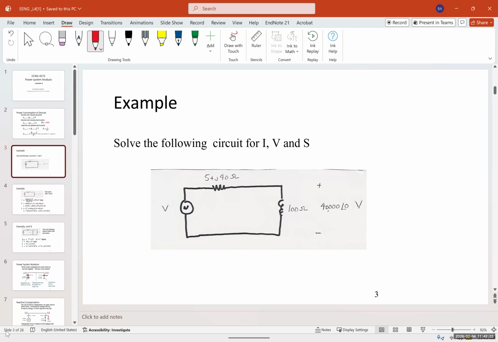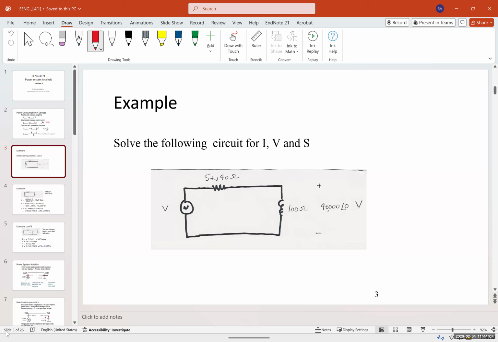Now, this next example that I want you to solve, and again, 50% of the points here are just for attendance. The other 50% is for the questions. We want to solve the following circuit for current, voltage, and its apparent power or complex power. We don't have the voltage of the source, but we have the voltage on the resistor. It's 40,000 with a degree of 0 degrees.